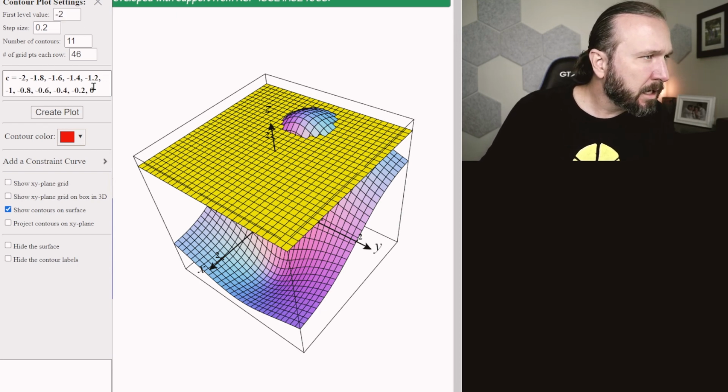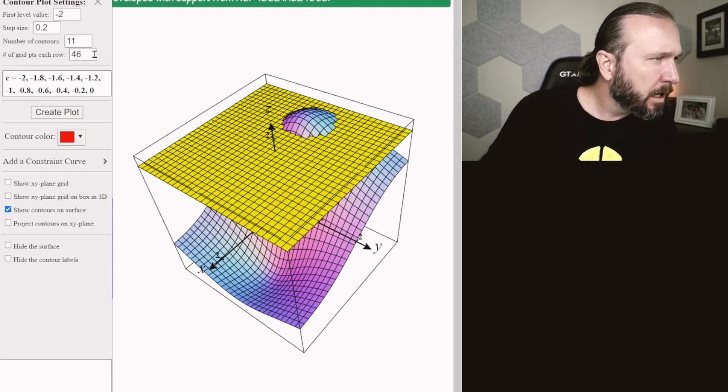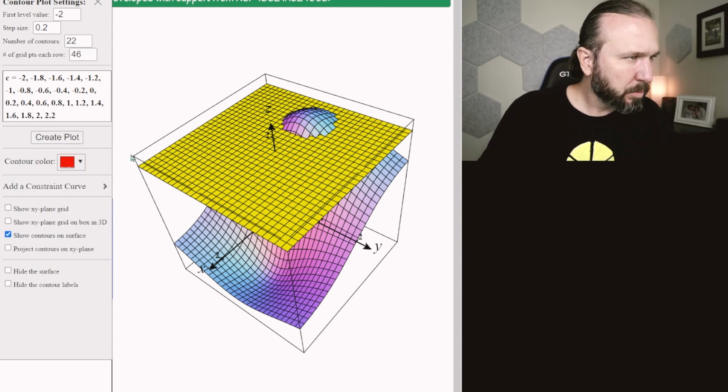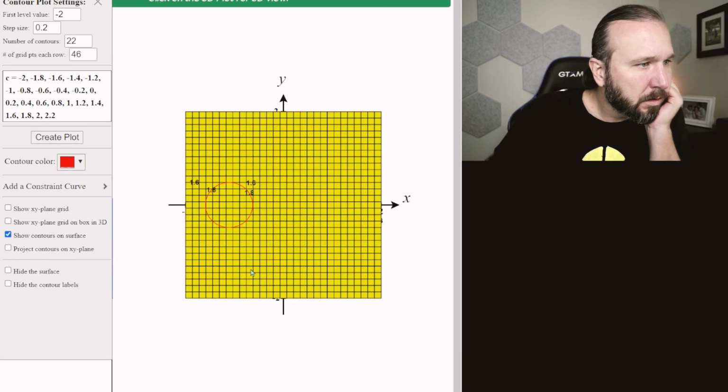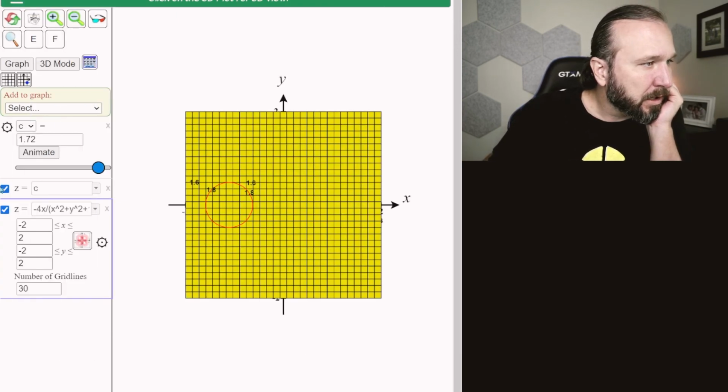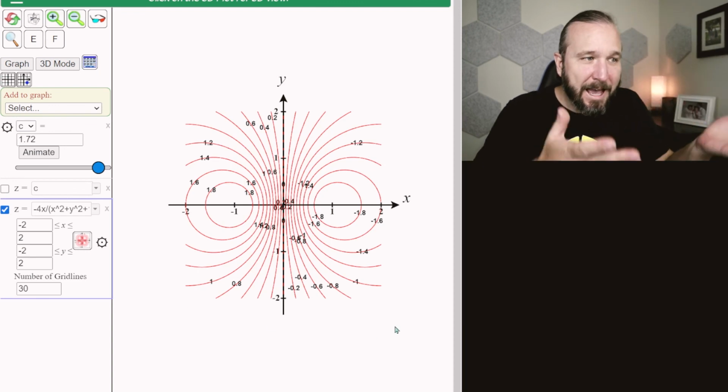And then, number of contours 11. Can I make it 22, computer? Okay, create plot. What'll it do here? Oh, it's still giving me my little graph. Okay, look at that. Oh, cool.